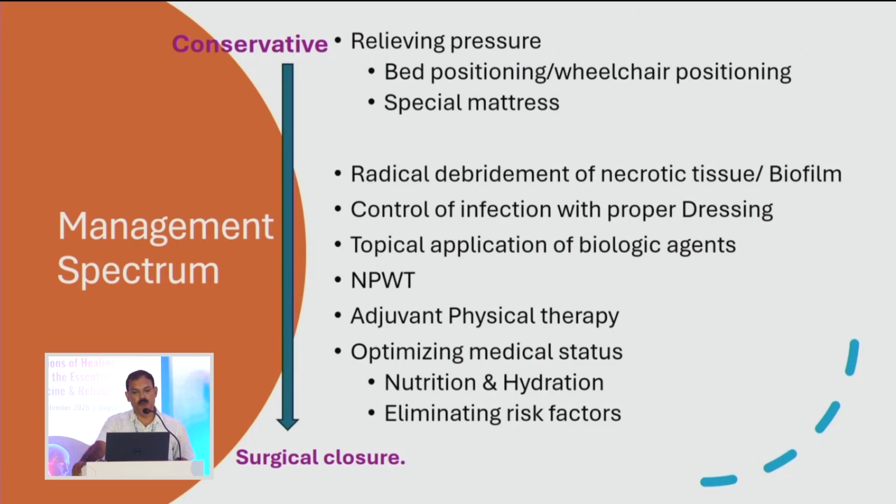Control of infection with proper dressing, topical application of biological agents, and negative pressure wound therapy. Certain adjuvant physical therapy also helps in reducing the time of pressure ulcer healing. Optimize the medical status, especially nutritional status, anemia, hydration, and try to eliminate the underlying risk factors which are hindering pressure ulcer healing. And the last stage, when it is not responding, you have to go for surgical closure. So, let's see what the evidence says about all these components as far as conservative management is concerned.